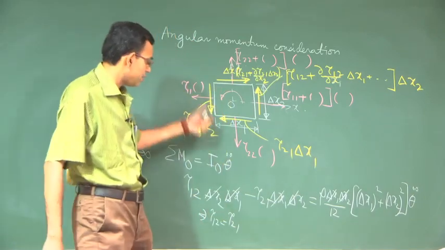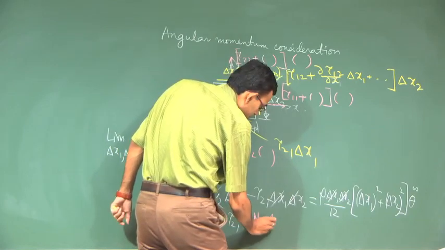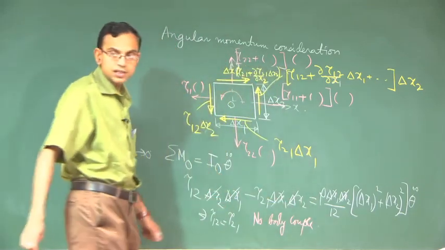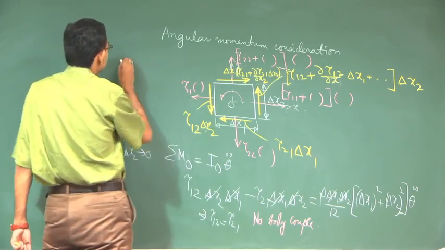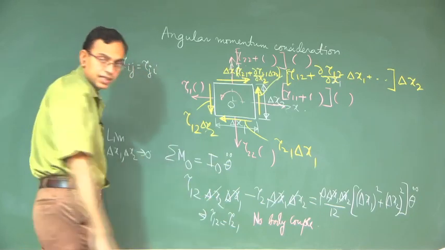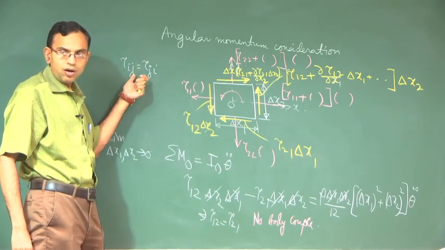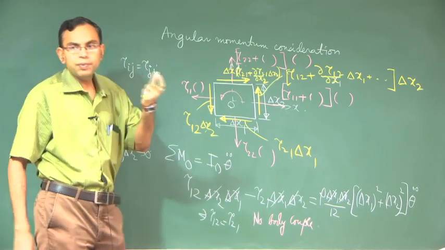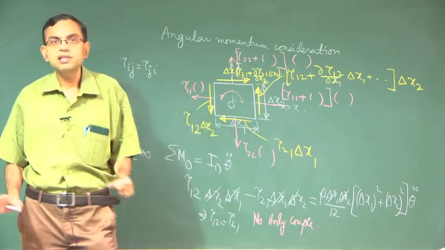So, a big assumption behind this is there is no body couple. If there is a body couple, then this symmetry of the stress tensor gets broken. So, to summarize, from this we can write that if there is no body couple, you will have tau ij is equal to tau ji, just generalizing this. So, there were 9 components of tau ij, but out of that, because of this symmetry, 3 are dependent on each other. So, you will have 6 independent components of the stress tensor.